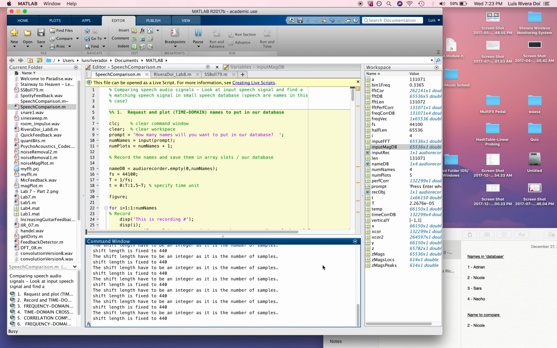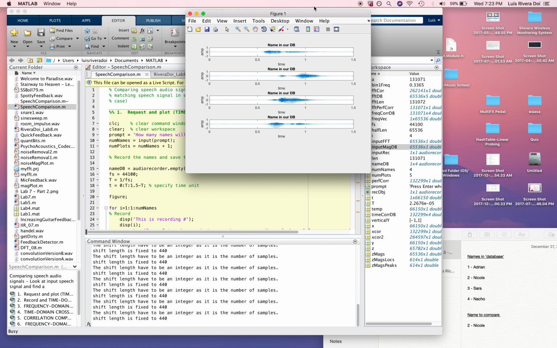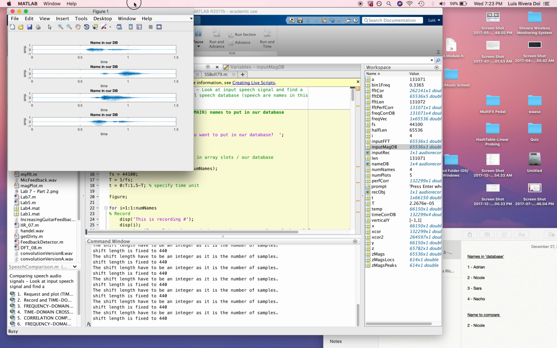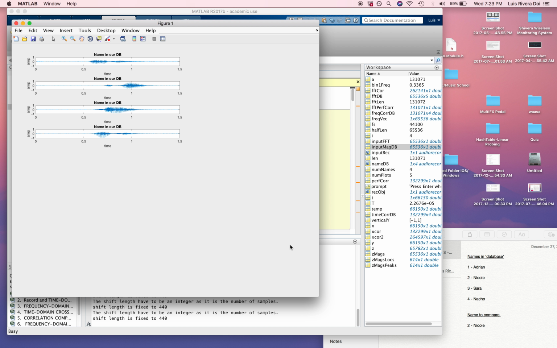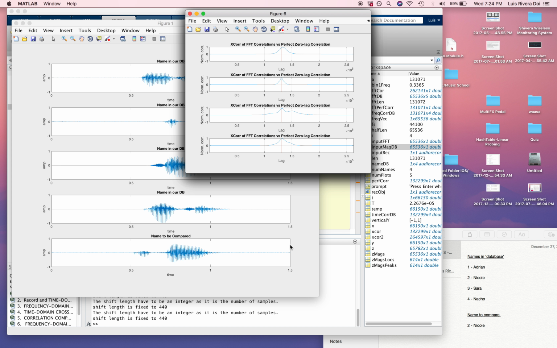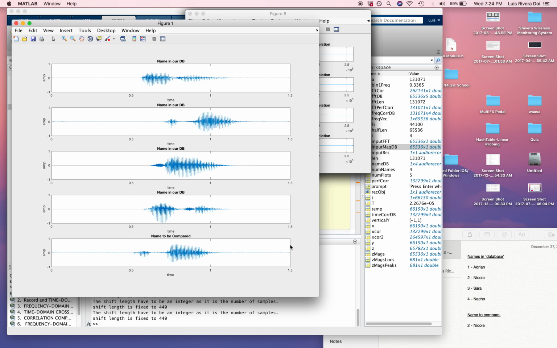All right, it's doing its magic. And you shall see here the waveforms with respect to time. Just give it a second. All right, so as you can see, the name to be compared here is the one I said, Nicole. First one here is Adrian, second one's Nicole, third one's Sarah, fourth one's Nacho. So all of these were recorded from 0 seconds to 1.5 seconds.